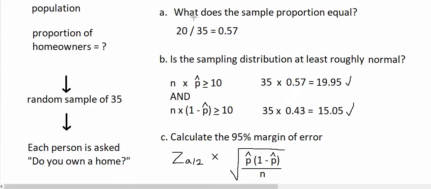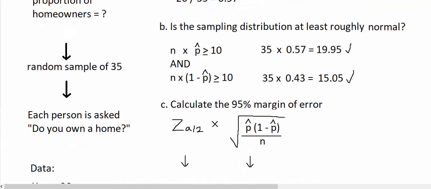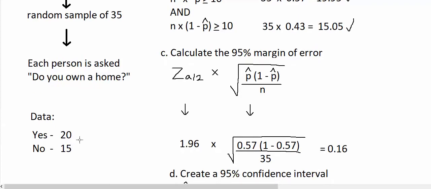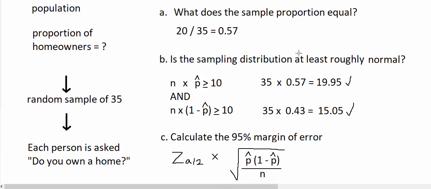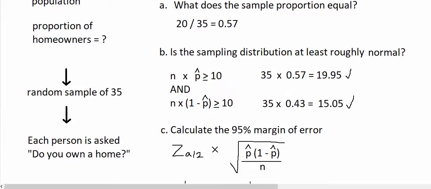Now we can go to part A. Part A says, what does the sample proportion equal? This is asking what proportion of the sample owns a home. To get this answer, we just divide the 20 homeowners in the sample by the total sample size of 35. 20 divided by 35 is 0.57. This is our sample proportion, or our p hat. P hat is sample proportion.